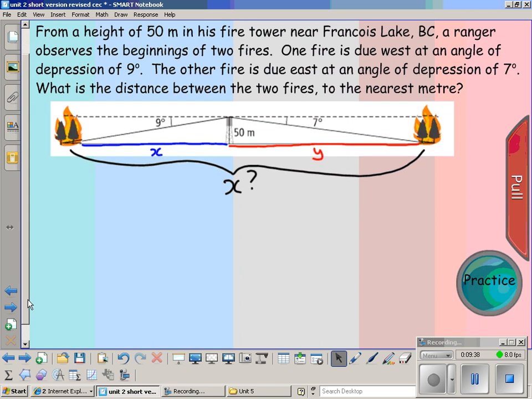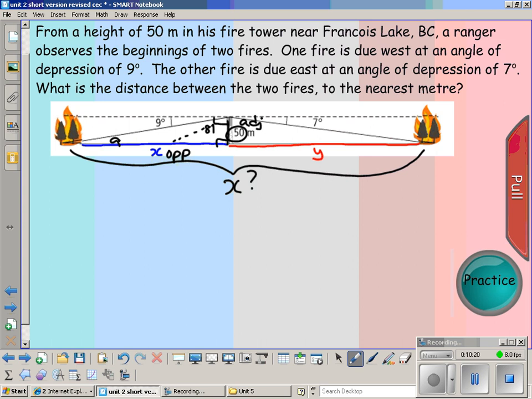So if we're looking at the first triangle, again, the angle of depression is not in the triangle. So we can do one of 2 things. We can either recognize that this angle down here is going to be 9, or we can use the fact that this is a 90-degree angle, and 90 minus 9 is 81. It really doesn't matter. We have our one side being 50. So what we are looking for, here's our right angle. So if we chose to work off of the 81 degrees, we have our opposite side and we have our adjacent side.